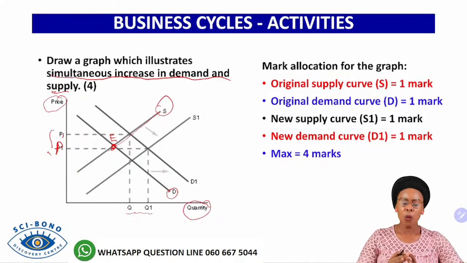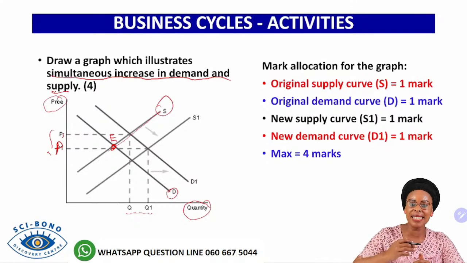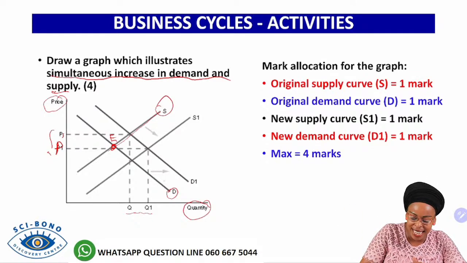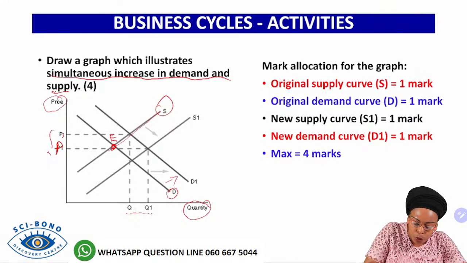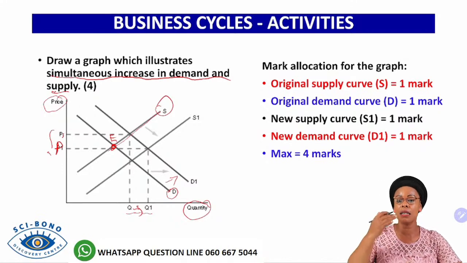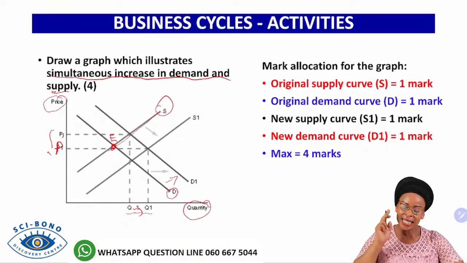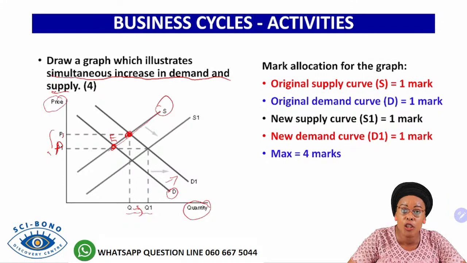So when people are demanding more, D will shift from D to D1 because there is an increase in demand, and quantity will shift from Q to Q1 because we are demanding more. But if supply does not increase, P1 will be the price, the highest price which we must pay.